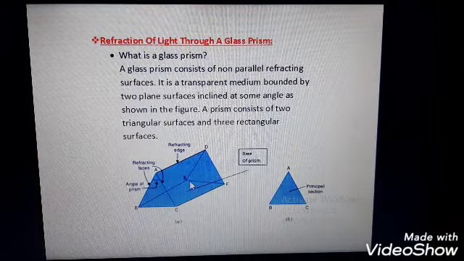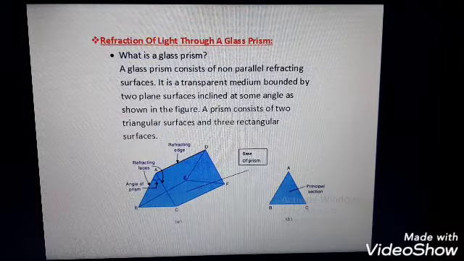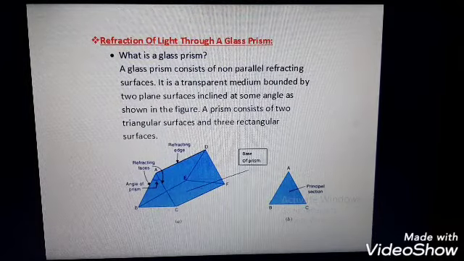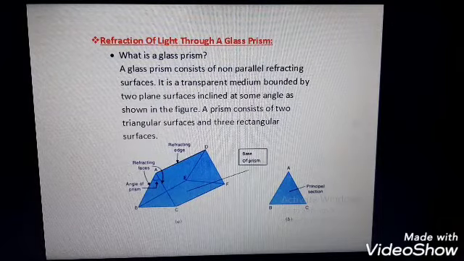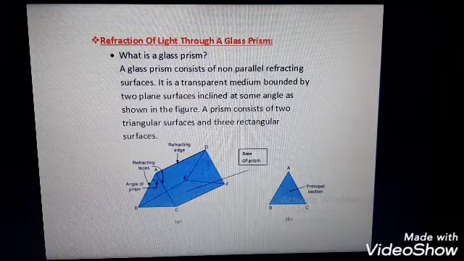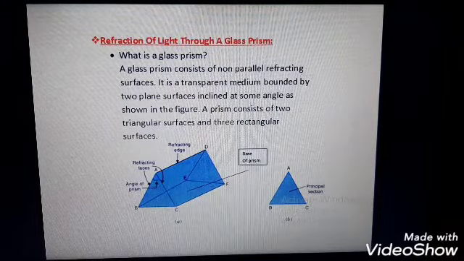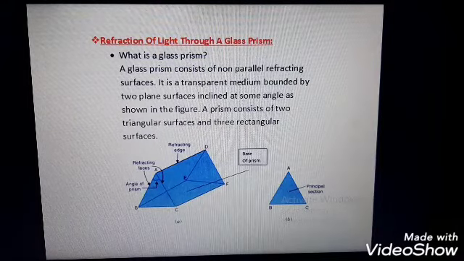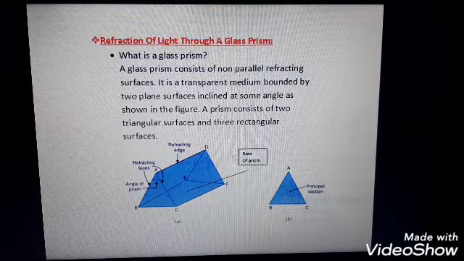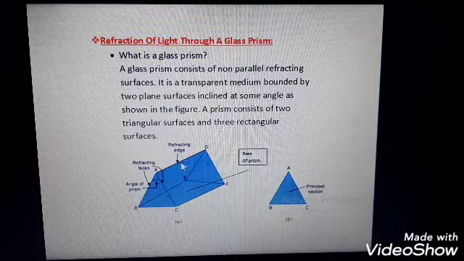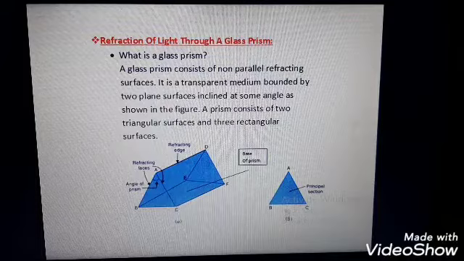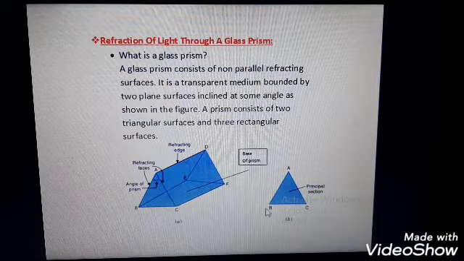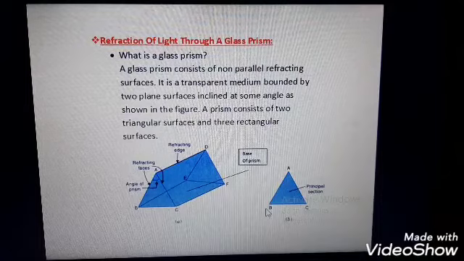So basically a glass prism consists of non-parallel refracting surfaces. It is a transparent medium bounded by two plane surfaces inclined at some angle as shown in the figure. A prism consists of two triangular surfaces and three rectangular surfaces. Two triangular surfaces, if you can see, this one and this one. ABC and DEF are the two triangular surfaces and they are bounded by three rectangular surfaces. Okay, this is known as a principal section. That is why we have been given this name, a triangular prism.